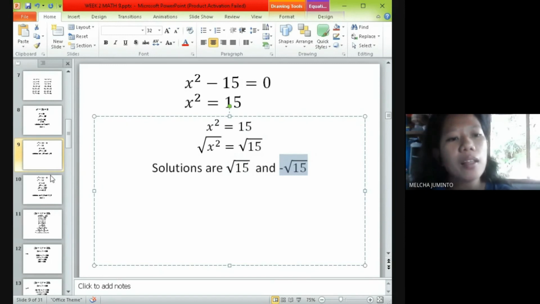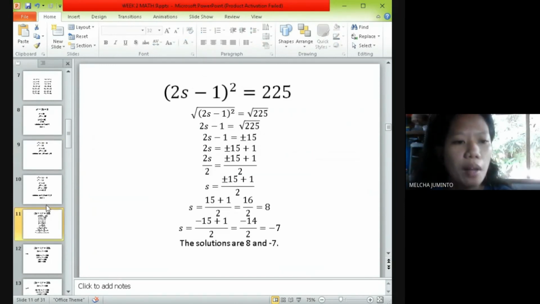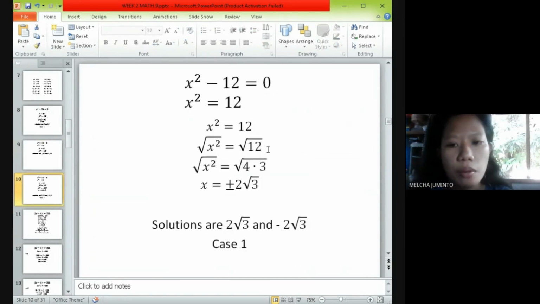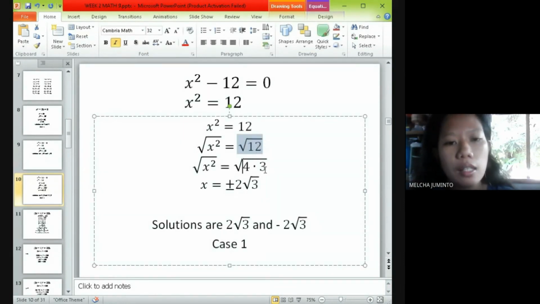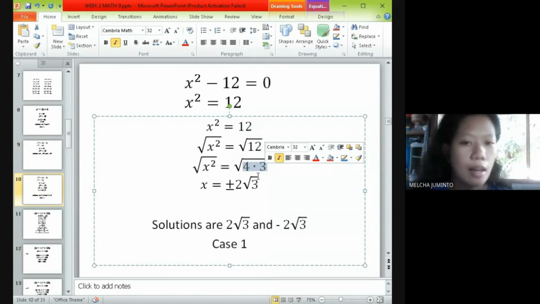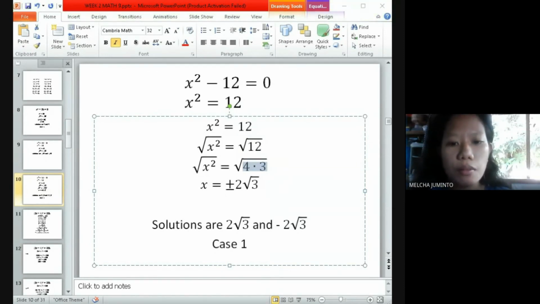Pero kapag kaya pang extract, like for example sa 12, you need to extract the square root by using the two values 4 and 3, which are the product. When you multiply them, the product is 12.